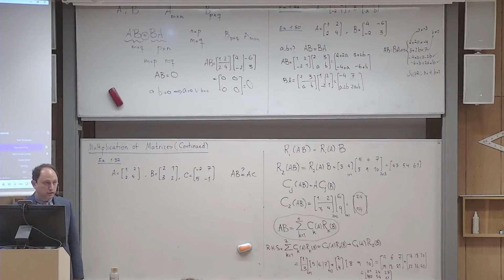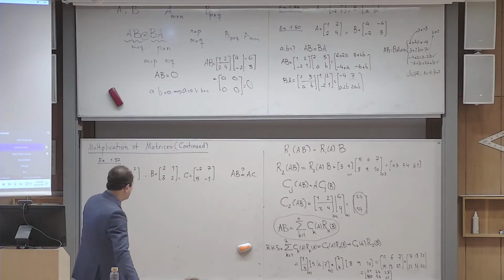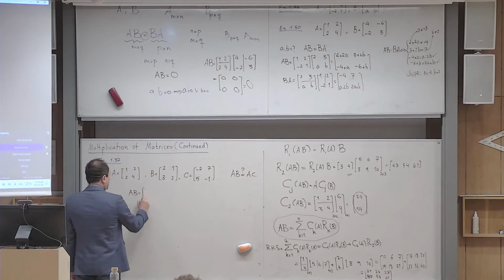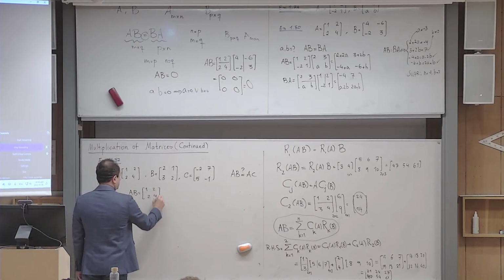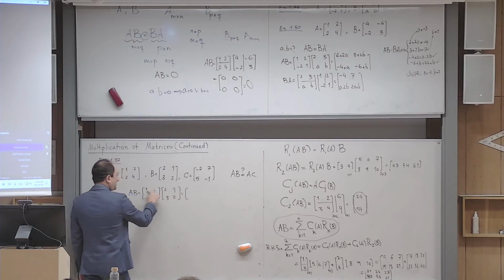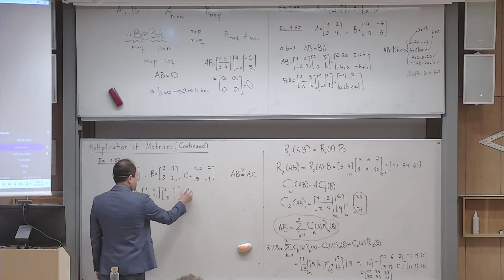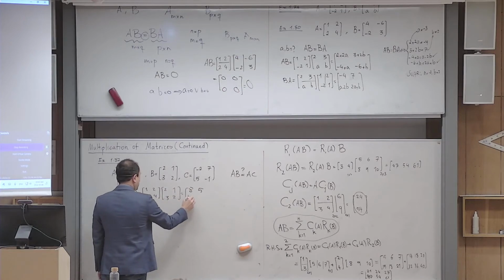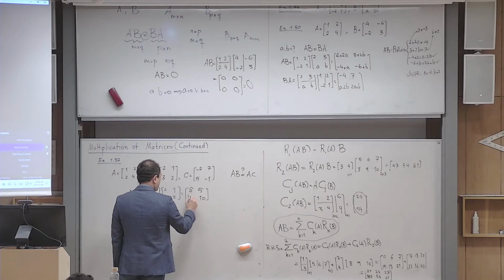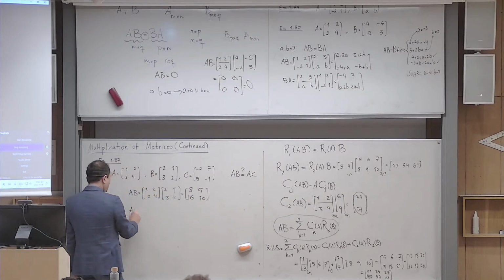Okay, could you confirm that these are equal? I think this is a very simple calculation. Let me just do it here on the board. So A times B is [1, 2; 2, 4] multiplied by [2, 1; 3, 2]. What's the answer? 2 plus 6 is 8. And this is 1 plus 4 is 5. And this is 4 plus 12 is 16. And that is 2 plus 8 is 10, yes? Hopefully done right. And then I go to AC.